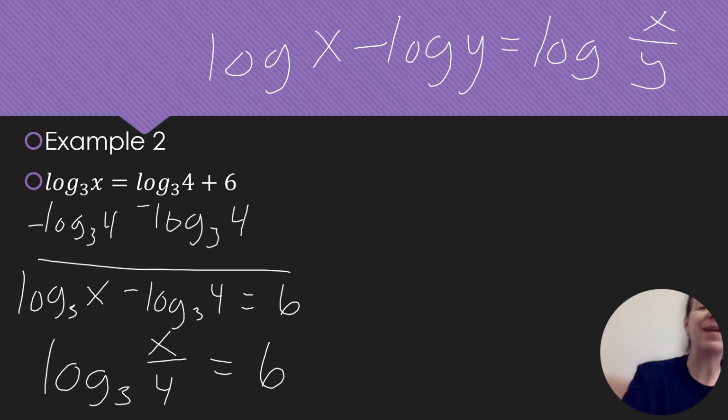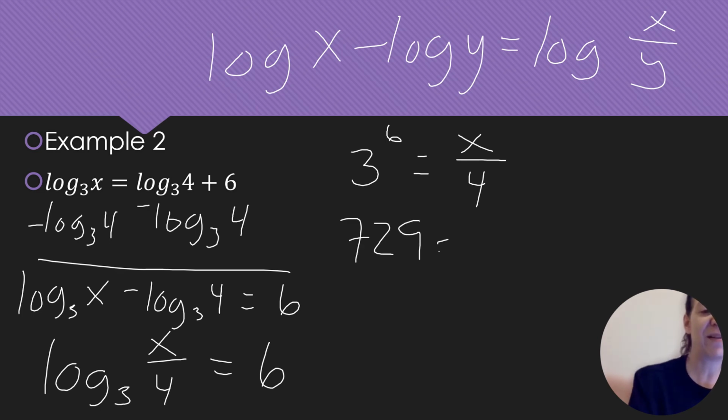And now we have gotten it into a form that we can kick in one of our strategies. So log base 3 of x over 4 equals 6 can be rewritten as an exponential as 3 to the 6th power is equal to x over 4. I don't know what I was thinking when I wrote that problem. You got 3 to the 6th power is 729. Okay, not one that we see a whole lot.